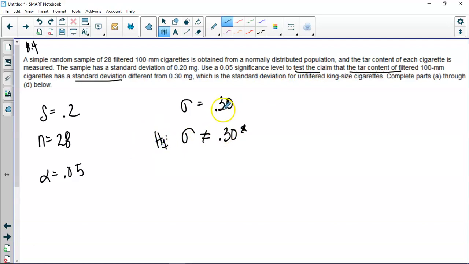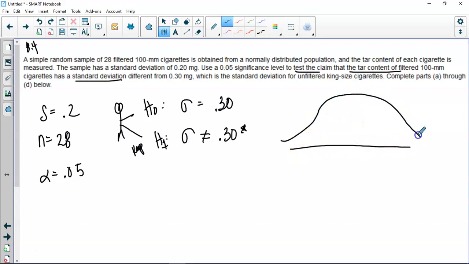I'm hoping when I'm done that I get something that says reject the null. Because remember, I'm standing here holding these two, and I want to throw this away. I want to keep this one. That's how I get happy. So I can't do this by hand. I can't do this in the calculator, so I have to do this by hand, which is really unfortunate.